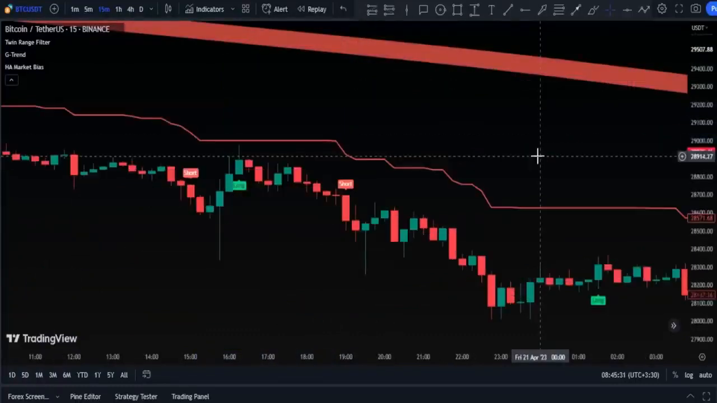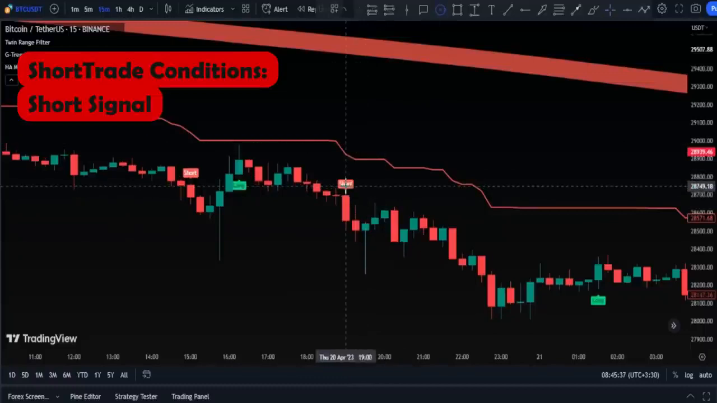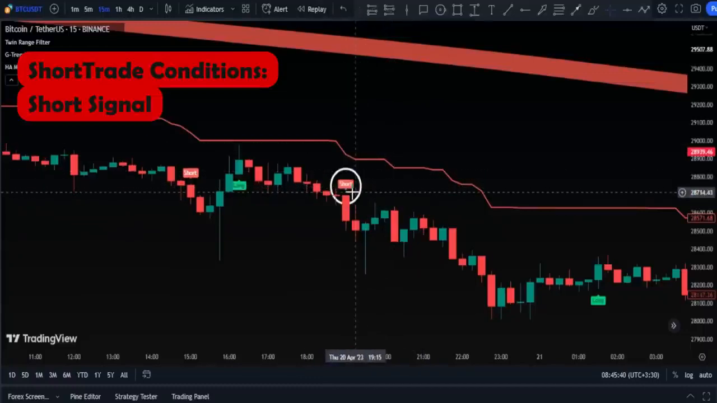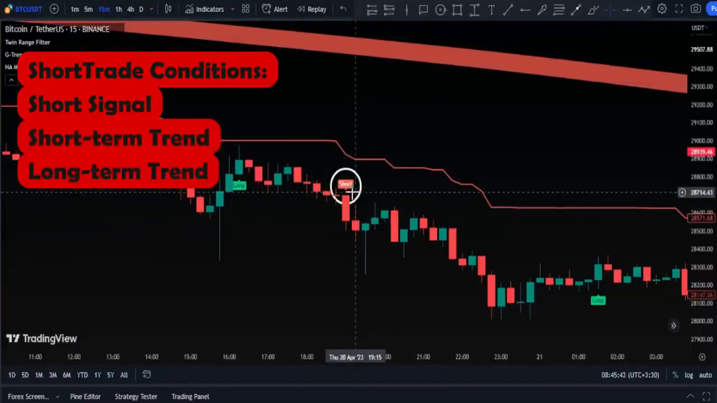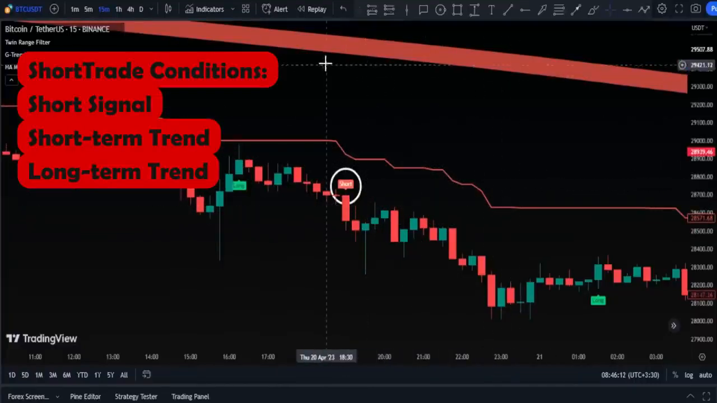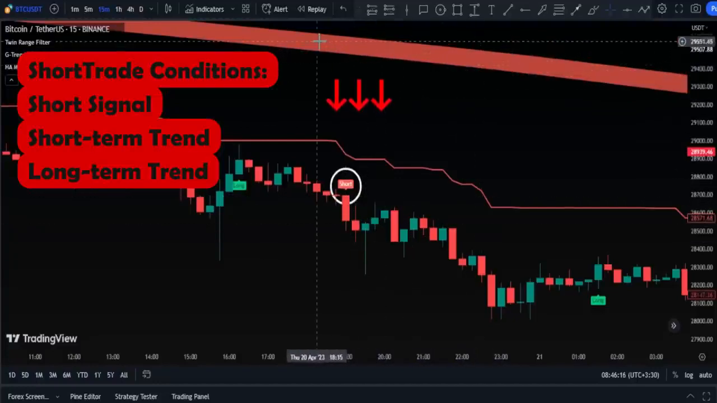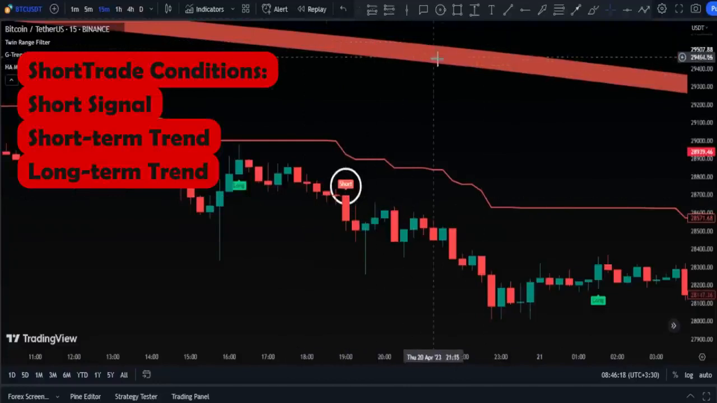Also, for entering short trades, we must first get a short signal from the twin range filter indicator. After that, we have to be sure that short-term and long-term trends are both descending. If the price is below the G-trend indicator and also the color of the G-trend graph is red, then the short-term momentum is downwards. And if the price is below the market bias indicator and the graph of market bias itself is red, the long-term momentum is also downwards.